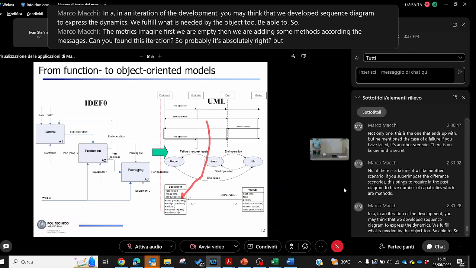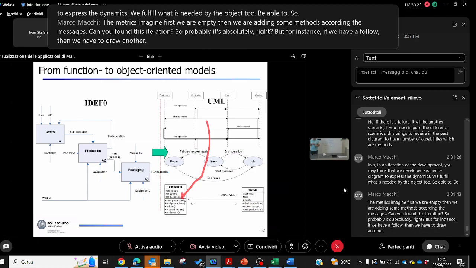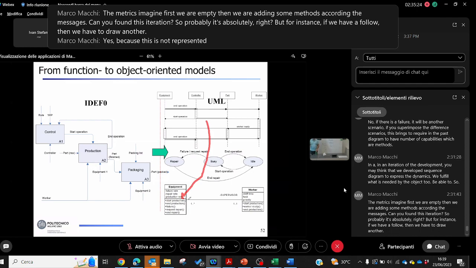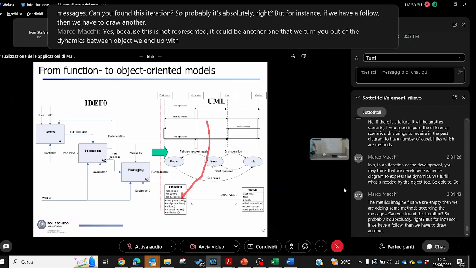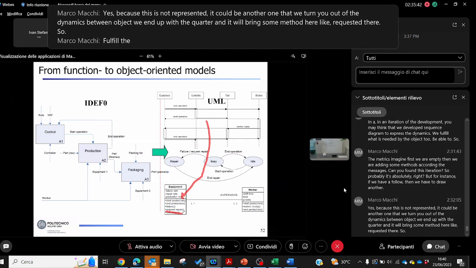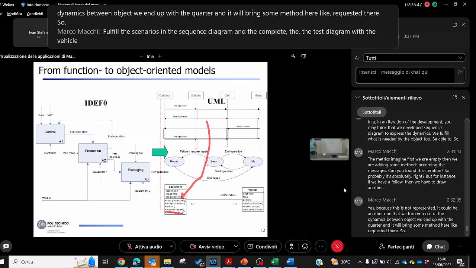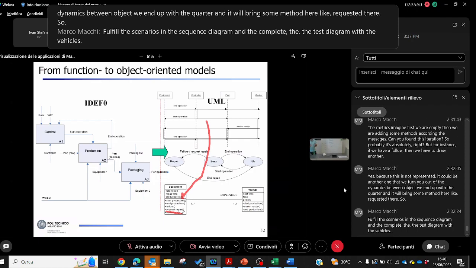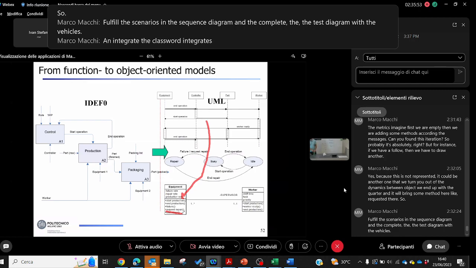But for instance, if we have a fault, then we have to draw another sequence diagram in the case of a fault. Yes, because this is not represented. It could be another one that will tell you how the dynamics between objects will end up with a fault. And it will bring some method here, like request repair. So, fulfill the scenarios in the sequence diagram and complete the class diagram with the methods that are required for all the scenarios. In an integrative way, the class integrates the scenarios. Okay?